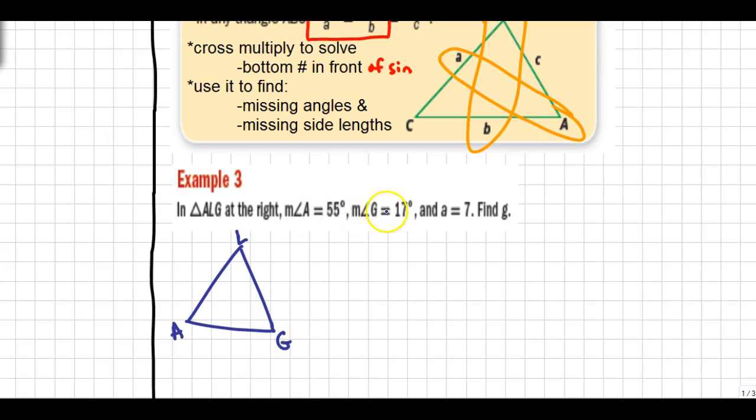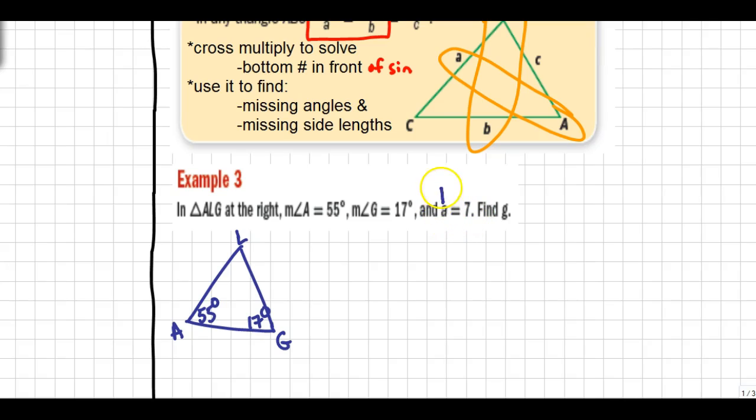So know that you're not going to lose points for labeling in a different way from me. Go ahead and fill in the other information that they give you. They say that the measure of angle A is 55, so we're going to fill that in, making sure that the 55 goes wherever you put the A letter. Angle G is going to be 17. And then be careful here, little a is 7, and that has to be in a very specific location.